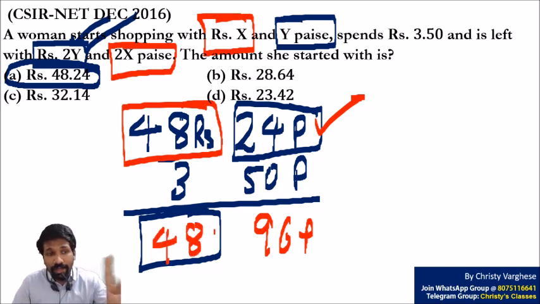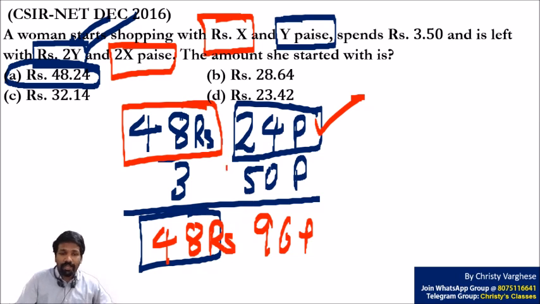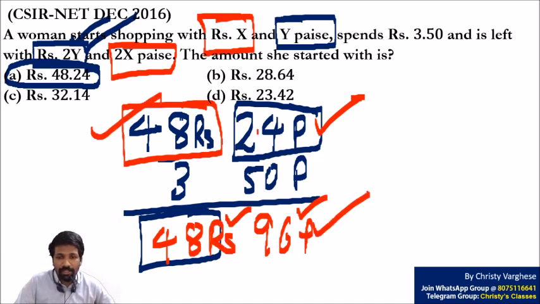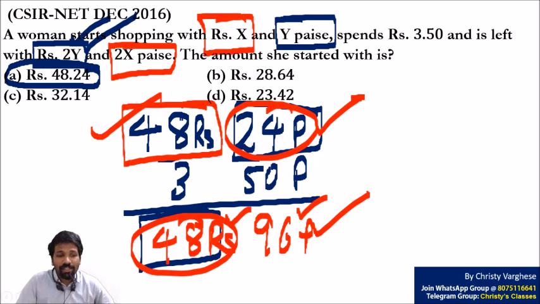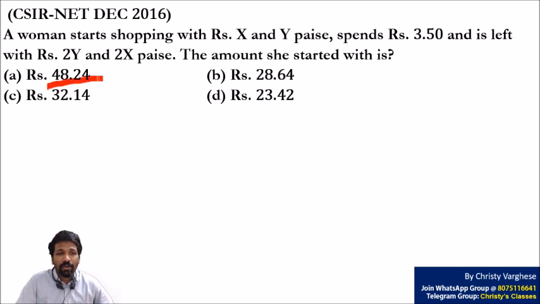If option A is correct, this should be the subtracted value. Are you understanding? 48.24 minus 3 rupees 50 paise should be 48.96. Why? Then only 48 doubled will be 96, 24 doubled will be 48. But definitely that is not satisfying in this question, na? Because how can you get 48.24 minus 3 point something to get 48.96? Because 48.96 is bigger than 48.24, na? You are subtracting something. After spending money, you will have only less money, na? This is the idea of the question.